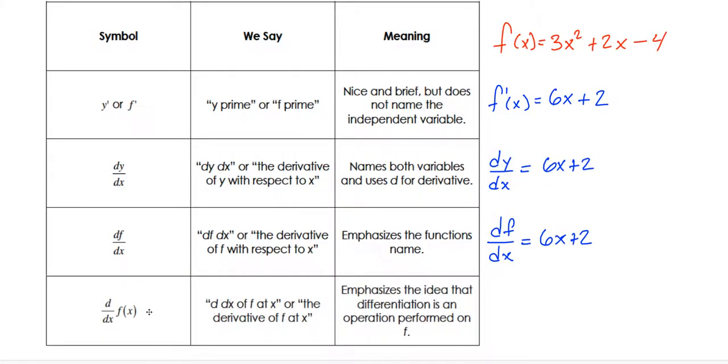The fourth way that we can symbolize a derivative is to say d/dx, or in other words, the derivative of f at x. And that again would just equal our, oops, I forgot the f of x part. That would just again equal our 6x plus 2. So the d/dx of f of x is equal to 6x plus 2. So these are really just all ways. They mean the same thing, they're just ways to symbolize the derivative.